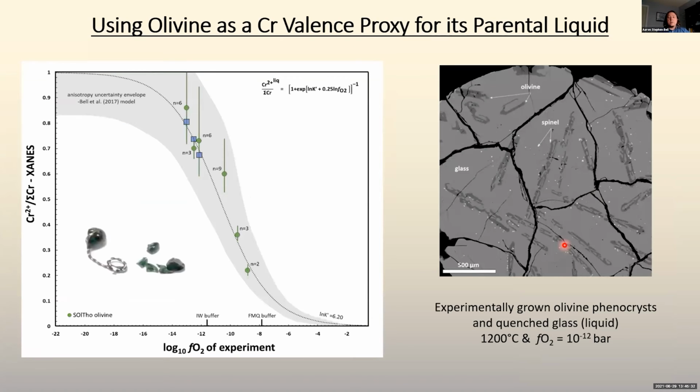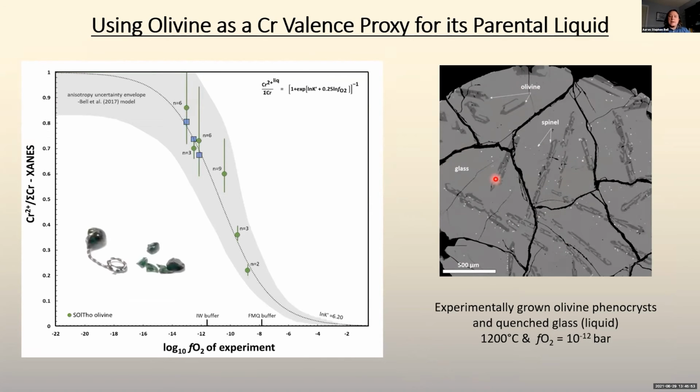So anyway, just to prove to you that this works, here's a little bit of experimental data that I generated. This is experimental data over here. It was generated from an experiment in which we grew olivine phenocrysts from a basaltic liquid. And here's a backscatter image of that. So these are these little experimental olivine phenocrysts that we've grown. And then this sort of intermediate gray phase here is quenched glass.